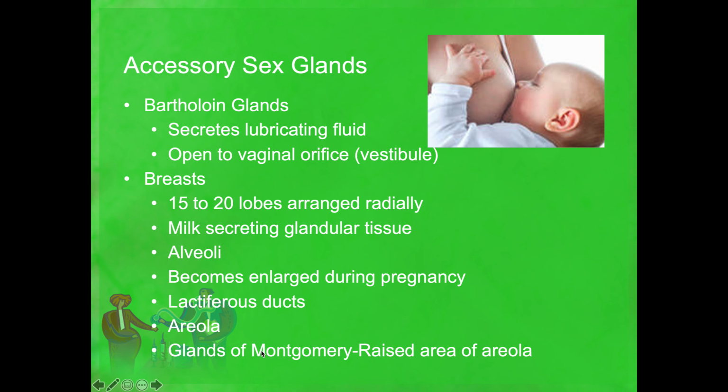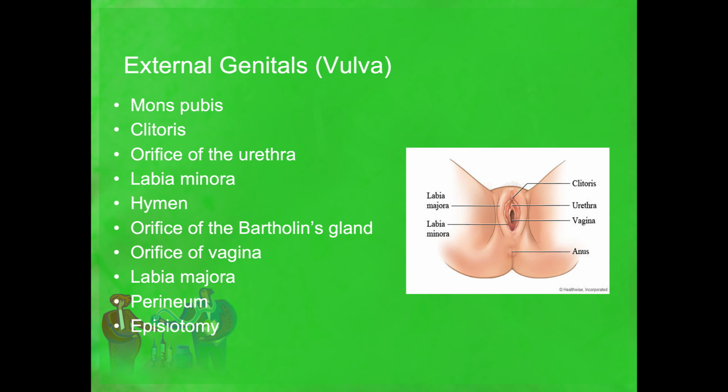Also, the breasts themselves have glands of Montgomery, and those are those raised, bumpy areas on the areola. They help for the baby to latch on and to hold on with breastfeeding. So it gives the baby a little something to grip on because they don't have teeth. So it helps them to grip on a little bit better.